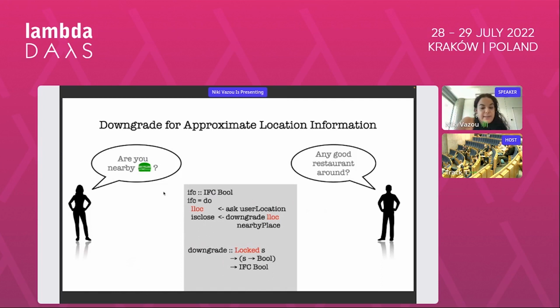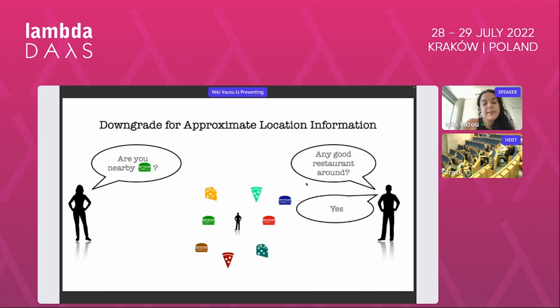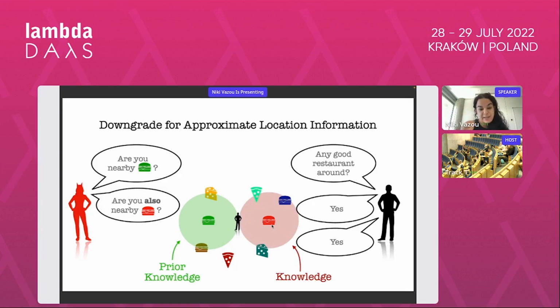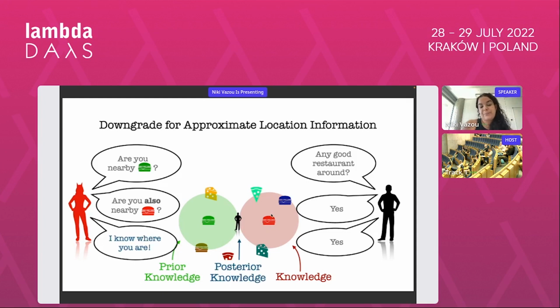So the IFC here is using this downgrade to check if Bob is around this restaurant, and I don't need any permission to ask this. Bob responds yes, and now the IFC knows that Bob is in close proximity to this green restaurant. Maybe you see where this is going, but if the IFC was an attacker, it could use the information that Bob is around this green place as prior knowledge. The key here is that it's going to ask, are you also nearby this red restaurant, this red burger? And if Bob says yes, then using the knowledge from the second query together with my prior knowledge, I can know exactly where Bob is, and I have the exact location of the user without having the privilege to access this information, right?